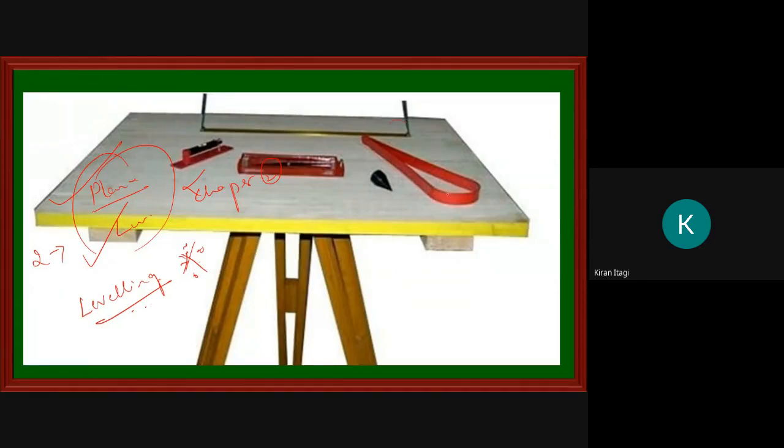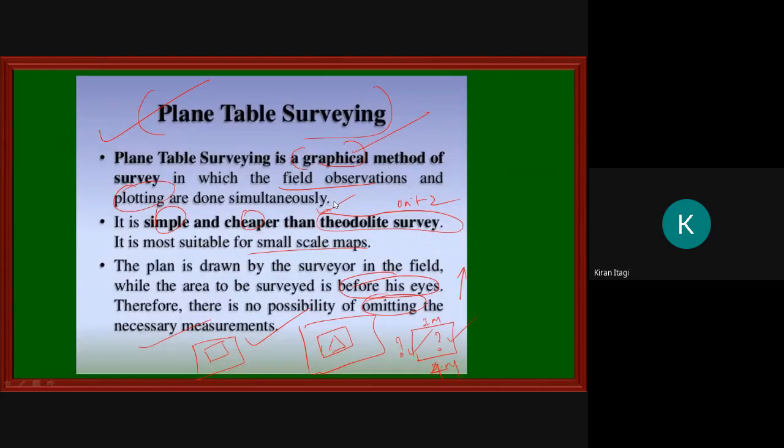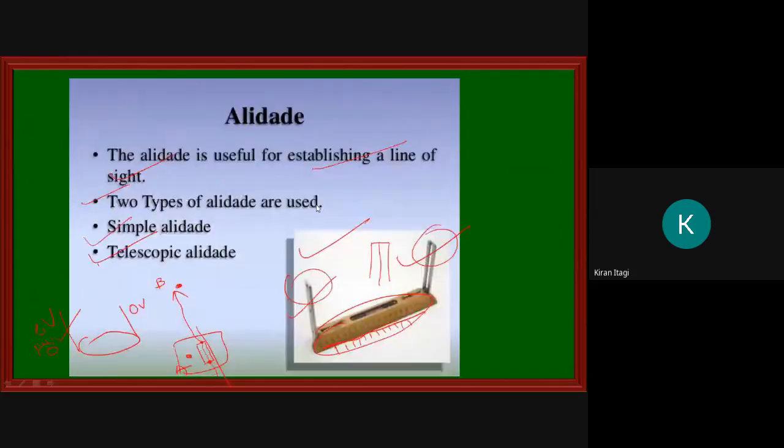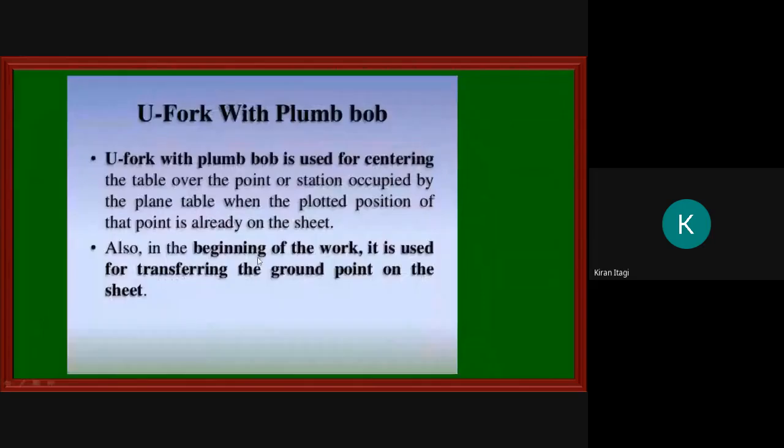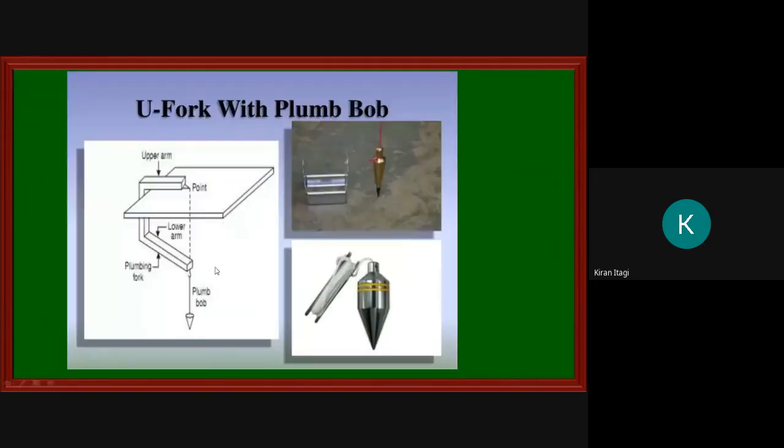Okay. Here you can see this one and this one. This is called the U-fork, and this is called the plumb bob. One is used for the centering of the plane table. The diagram is there. See here. This is my line, okay, not the plane table. This is not my line.